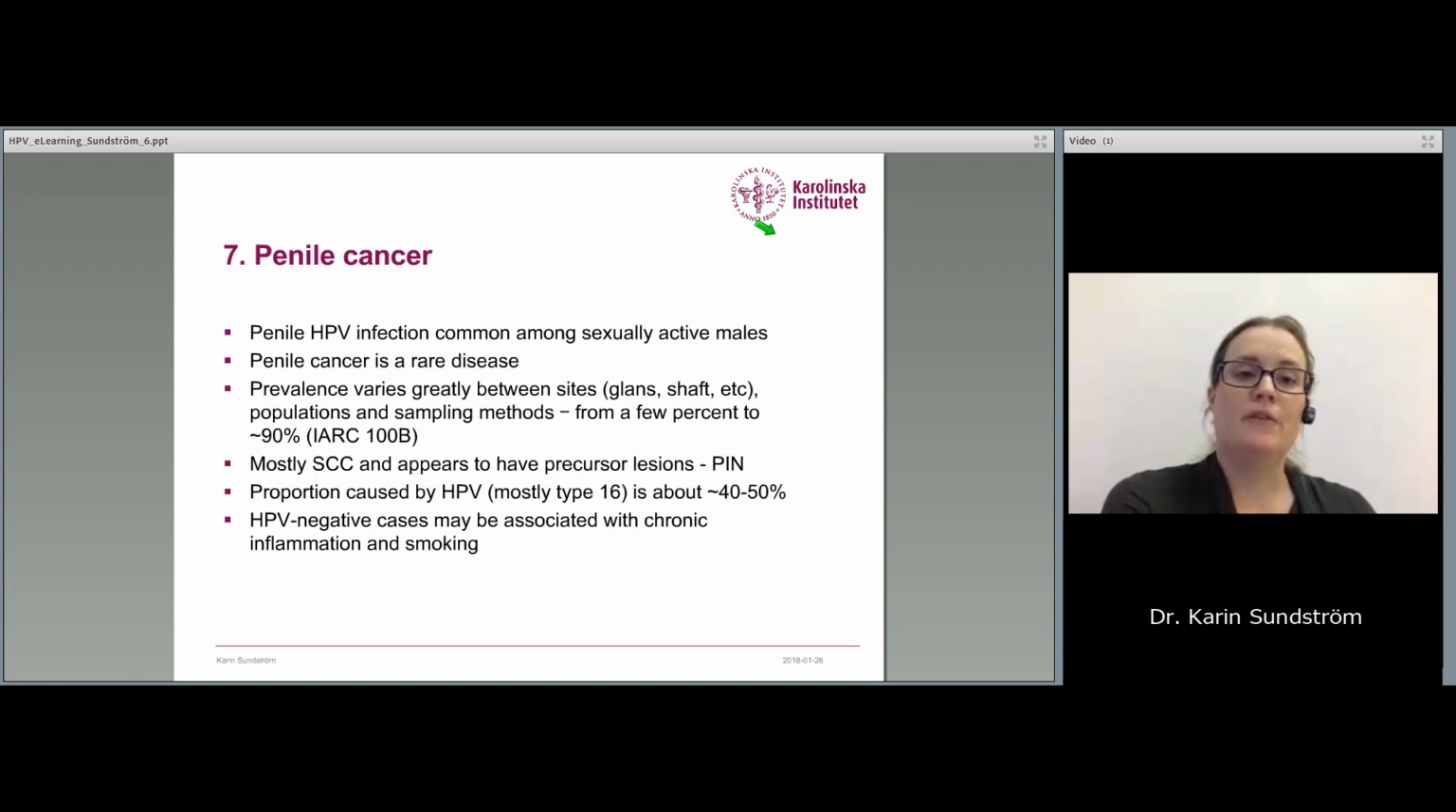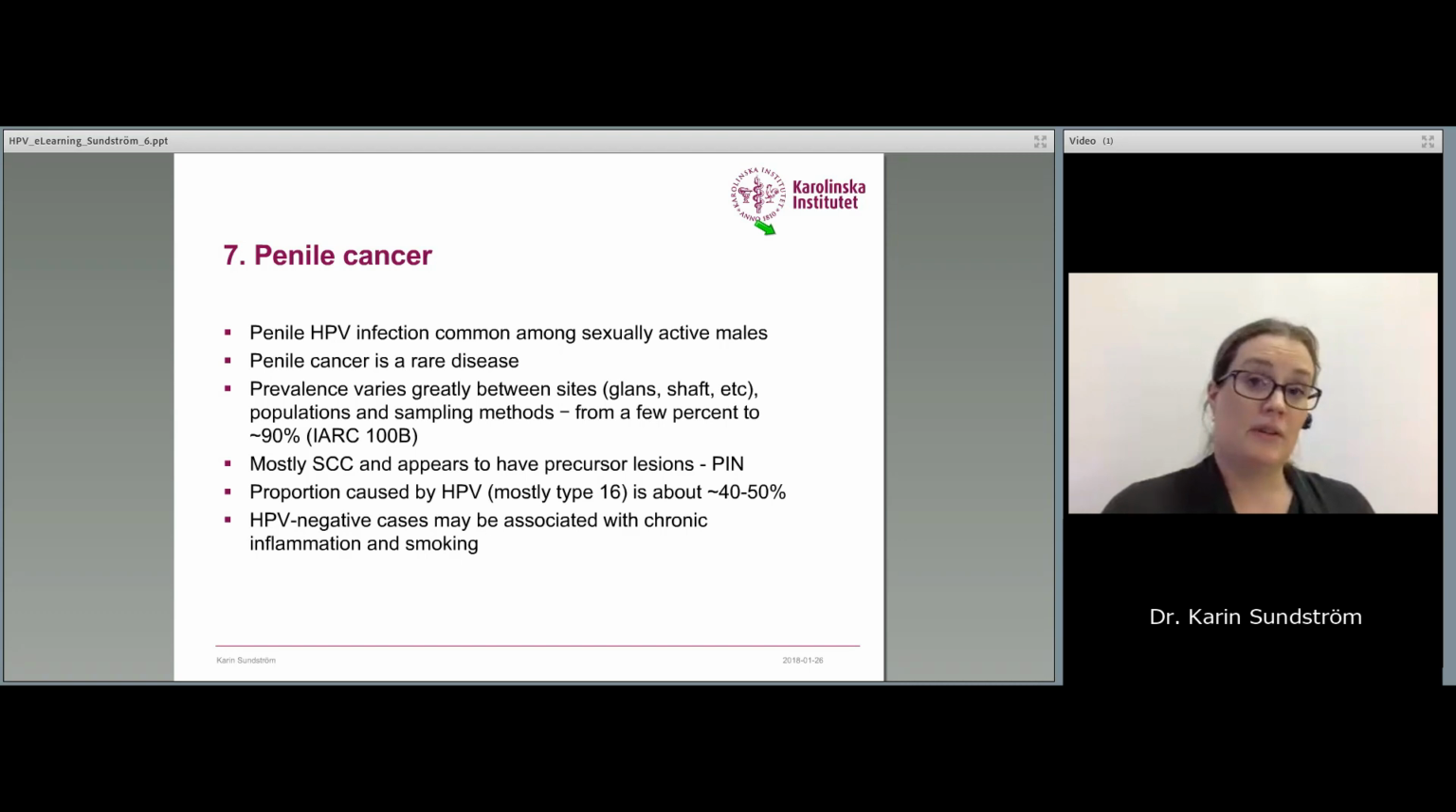So finally, for the disease forms, I will say something about penile cancer. And by now, I think you will recognize the characteristics of this disease. As we have seen in the other locales around the genitalia, penile HPV infection is common among those sexually active. But the consequence, penile cancer, is a very rare disease. So there are many steps in between.